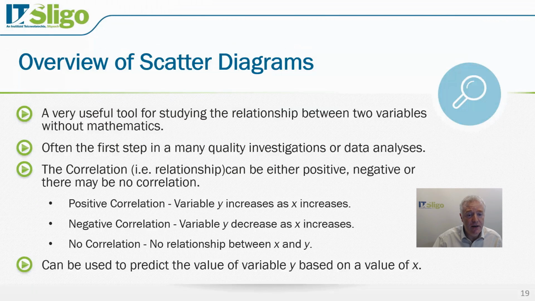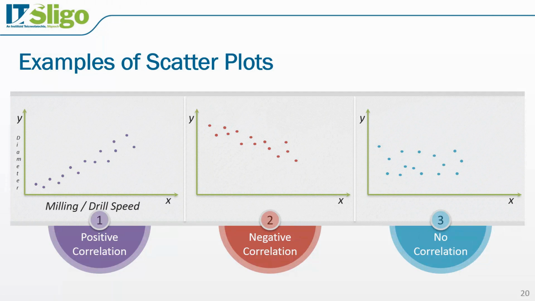A negative correlation means that variable y decreases as x increases, and no correlation at all means that there is no relationship between x and y. It can also be used to predict the value of variable y based on the value of x. Here are some examples of positive, negative, and no correlation.